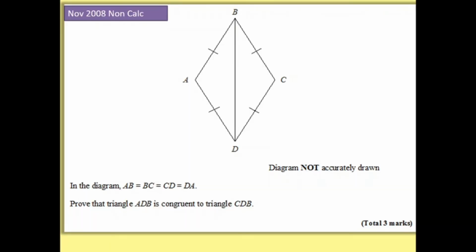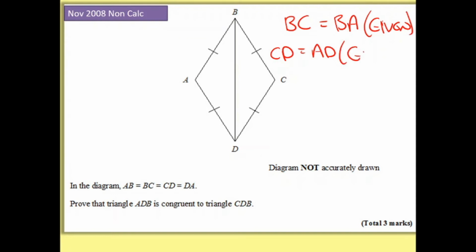Right, next one. I need to find out ADB is congruent to CDB. So the left-hand side triangle is the same as the right-hand side triangle. So then I'm going to put BC has got to equal BA. I'm going to say it's given in the question. And I'm also going to write CD equal to AD. That's also given in the question.